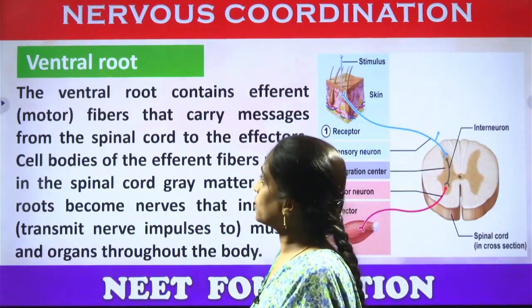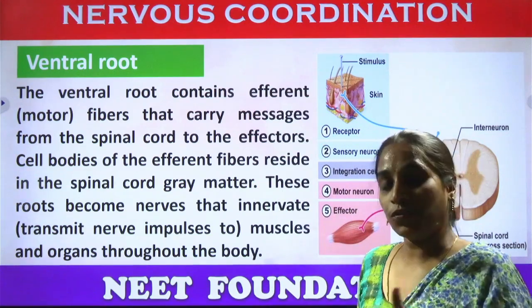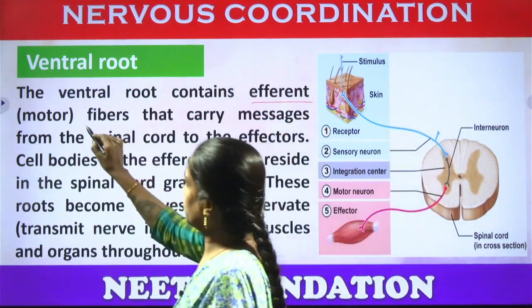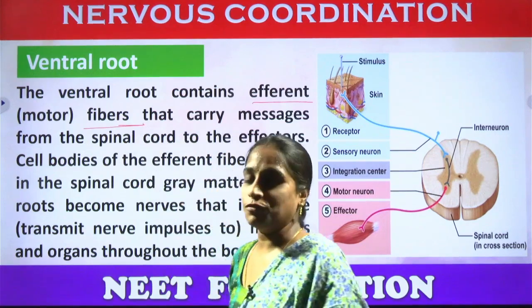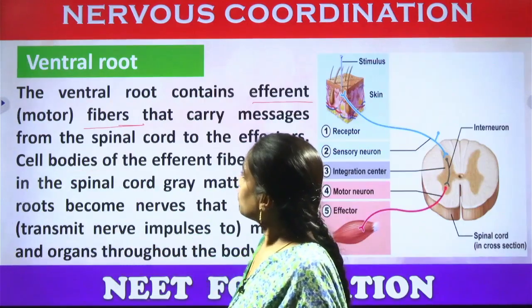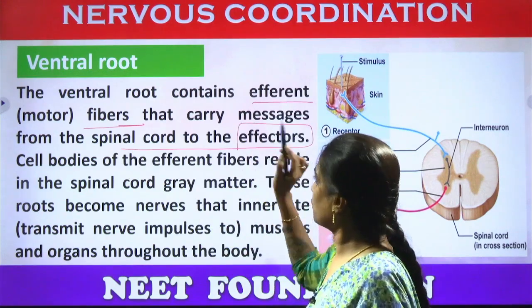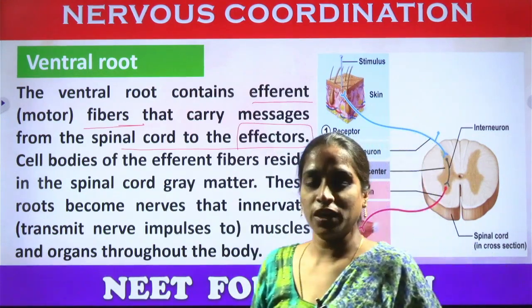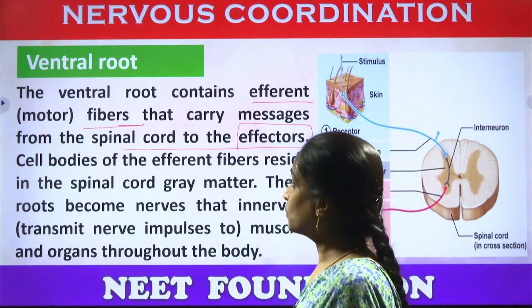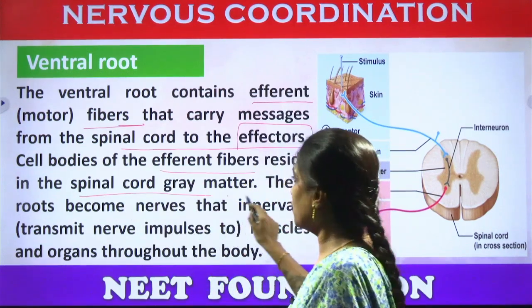And what is the next concept? Within the spinal cord there is a ventral root. So what arises from the ventral root? Here we can observe the efferent fibers, efferent neurons, or the efferent fibers also we can say, nothing but the motor neurons. They carry the messages from the spinal cord towards effectors. What kind of effectors? It might be the smooth muscles or the voluntary muscles, or skeletal muscles also we can say.